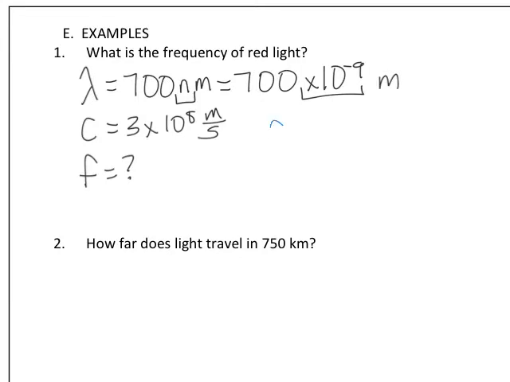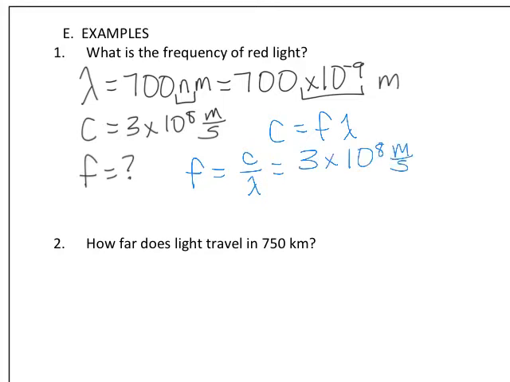So our formula looks like this. The speed of light is frequency times wavelength. And since we're solving for frequency, you should see that we're simply going to divide both sides by the wavelength. So plug your numbers in, try this out, and come back and check your answer and see if you get the correct frequency.